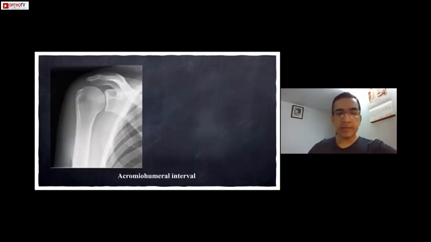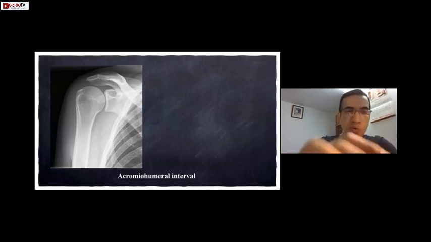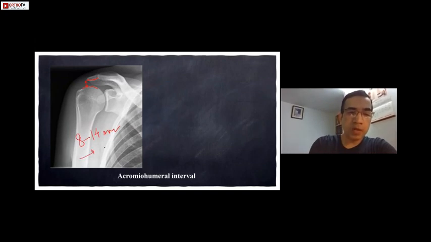Another important thing is the acromiohumeral interval. Now, what is this acromiohumeral interval? If you look at a normal plain shoulder X-ray, the distance between the undersurface of the acromion and the top of the humerus here is known as the acromiohumeral interval. In the normal population, it is about 8 to 14 mm. This is almost akin to the distance between the radial styloid process and the ulnar styloid process. So 8 to 14 mm, that's a normal one.